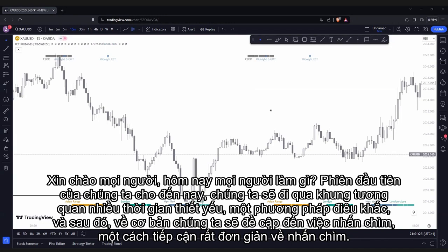We're going to go through essential correlation multi-time frame, a scalping method, and after that we're going to cover engulfing, a very simple approach on engulfings.